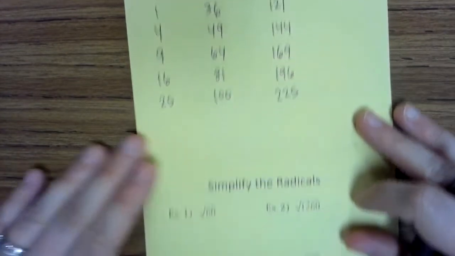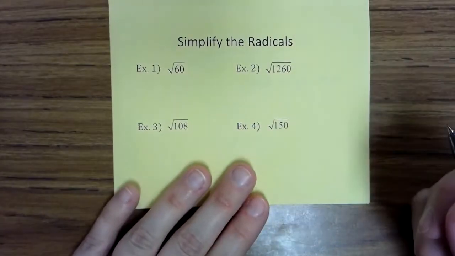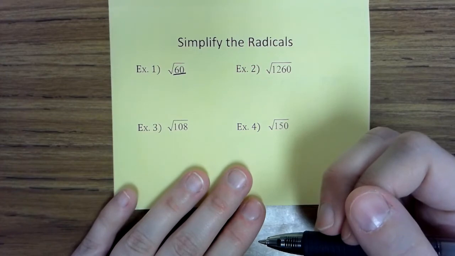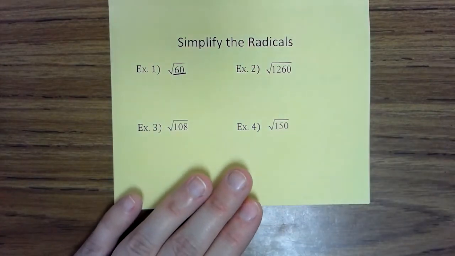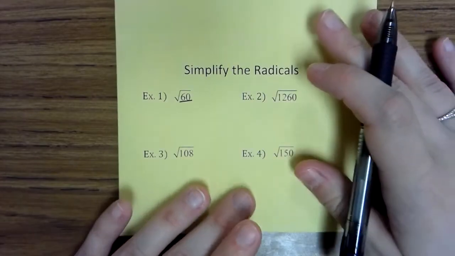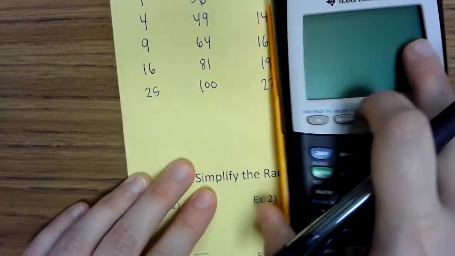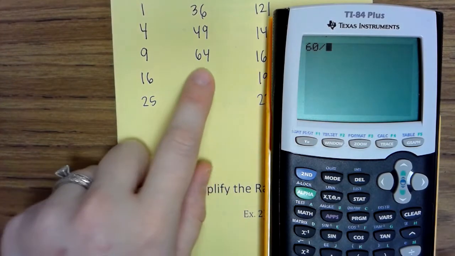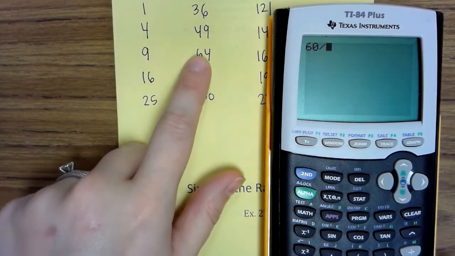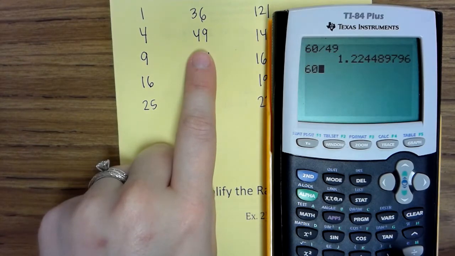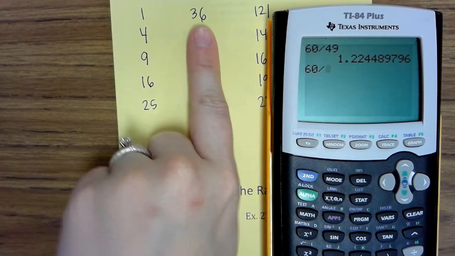All right, so here's our procedure for simplifying radicals. You're going to take the number under your radical, and you're going to find the biggest number in your list that goes into 60. I'm literally going to just take my calculator and type a bunch of stuff in. 60 divided by, it's got to be smaller than 60. We could try 49, but I mean, duh. 60 divided by, I'm not even going to try 36. I know that won't work.